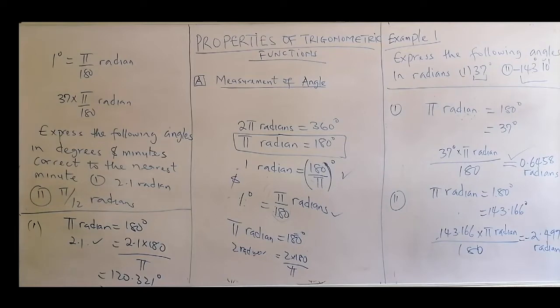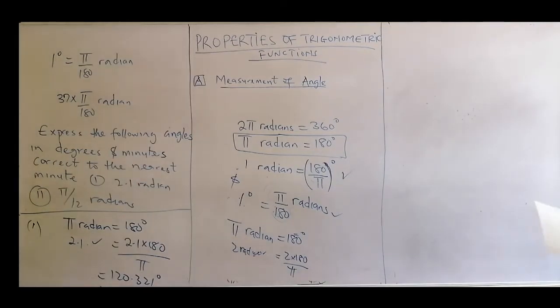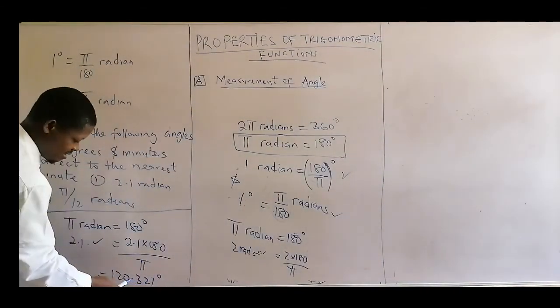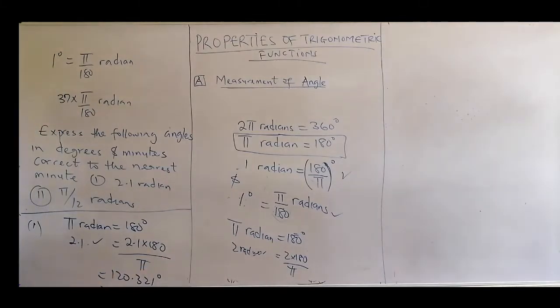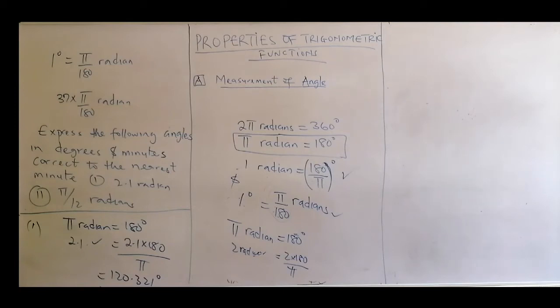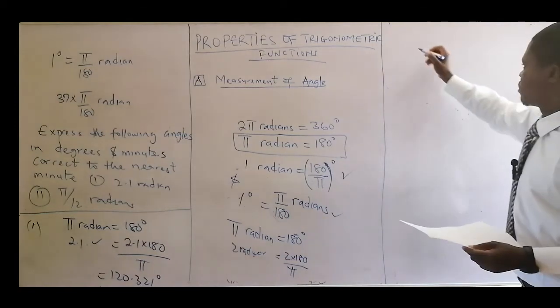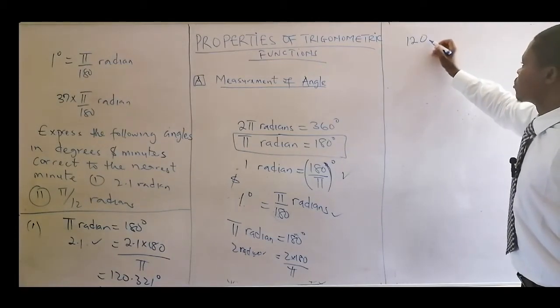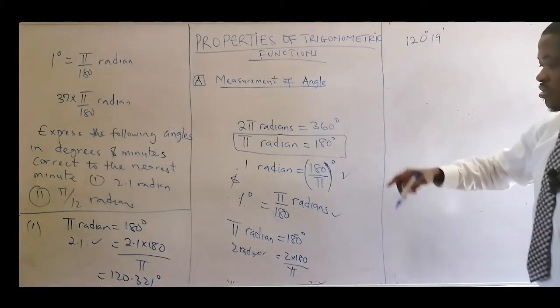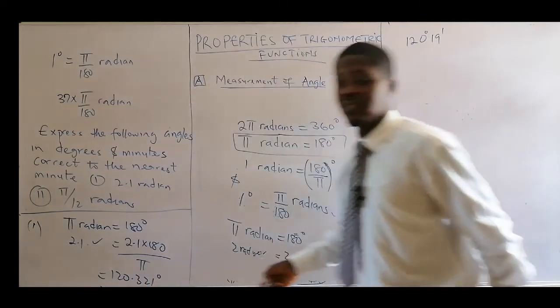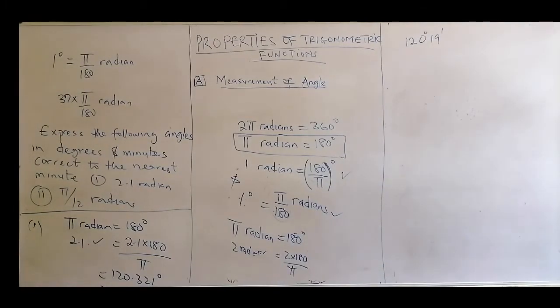Then question 2, the second part. If you want to take a value to minutes, it's very simple. You just multiply the decimal part by 60. You just multiply 0.321 times 60, and that will give you 19.26. So that is 120 degree, 19 minutes.